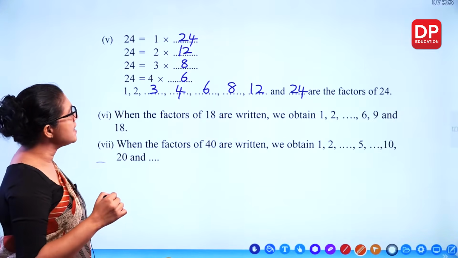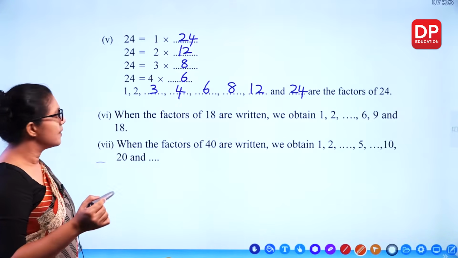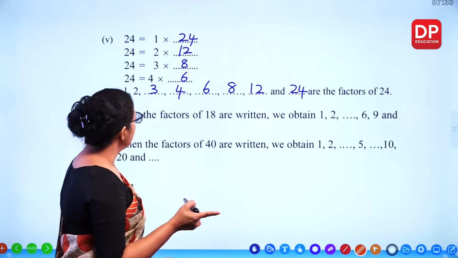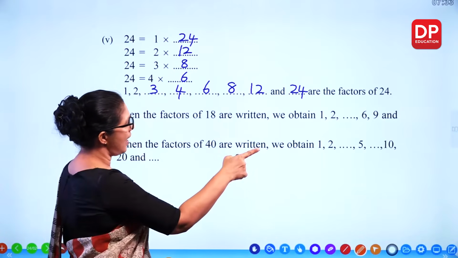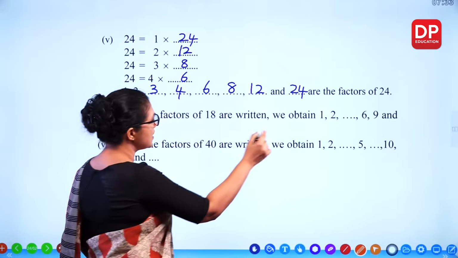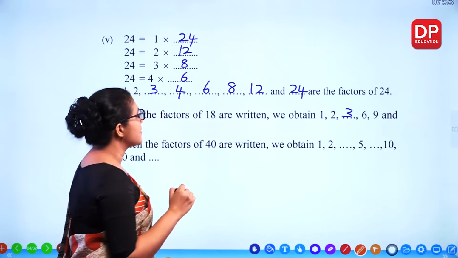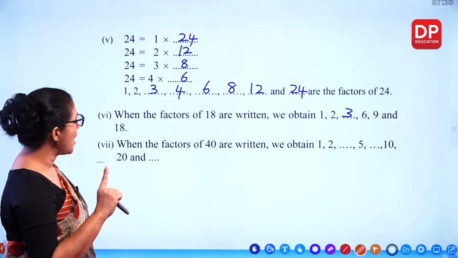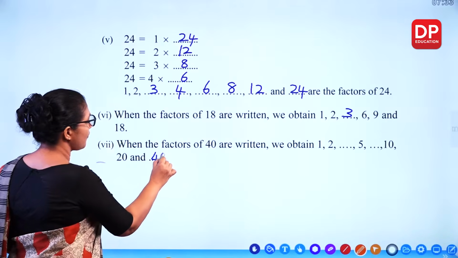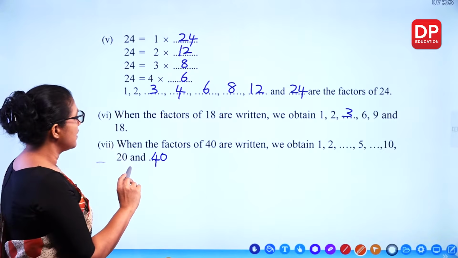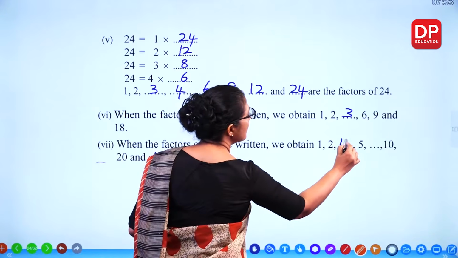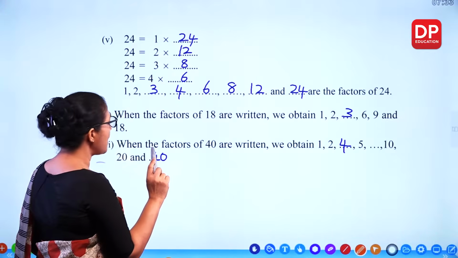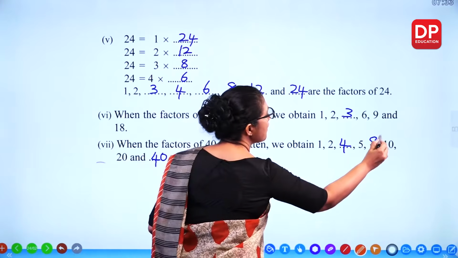When the factors of 18 are written, we obtain: what are the factors of 18? 1 times 18, 2 times 9, and 3 times 6. So 1, 2, 3, 6, 9, 18. When the factors of 40 are written, so 1 times 40, 2 times 20, then 4 times 10, and 5 times 8. So we can write 8 also.